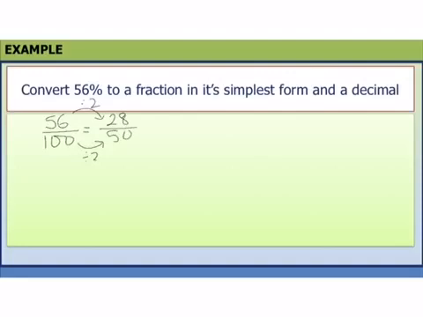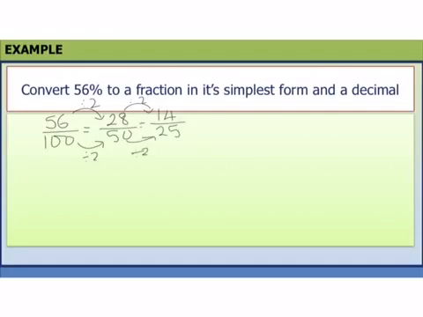But I can see again that this simplifies by dividing by 2 again. So I'm going to keep simplifying it. 28 simplifies to 14 and 50 simplifies to 25. So the numerator is even, it divides by 2, but the denominator now doesn't divide by 2, so I'm going to leave it as 14 over 25.